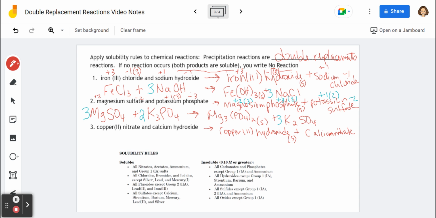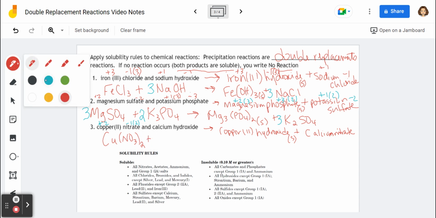So we have to write our formulas correctly using our charges. So here we have copper 2. That tells me copper is +2. Nitrate is a polyatomic ion. It's -1. So those do not equal 0, so I have to multiply by 2. So I need 2 nitrates and 1 copper. So Cu, put nitrate in parentheses, and then a 2.